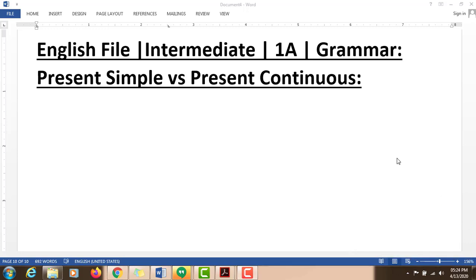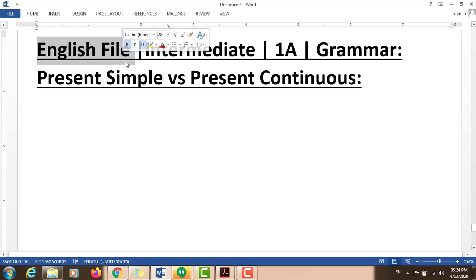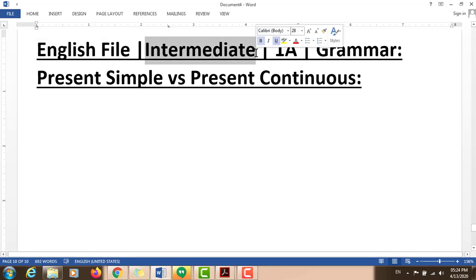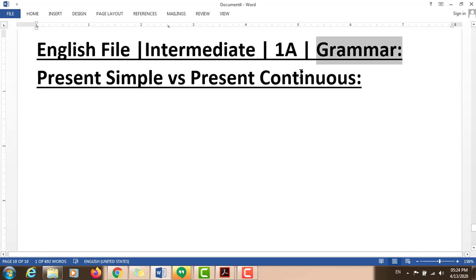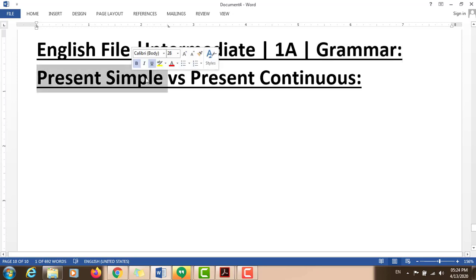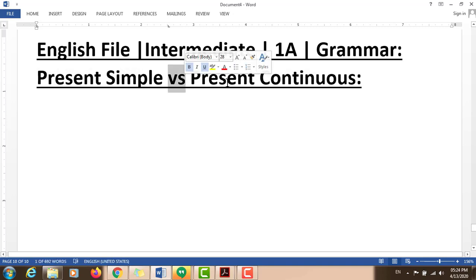Okay, guys, welcome. Today we are studying English File. This is our first session of the intermediate book. That means it's the fourth book, and then the first unit and part A. And we are studying the grammar part. This grammar part is about present simple versus present continuous. That means we are going to study the difference between present simple and present continuous.